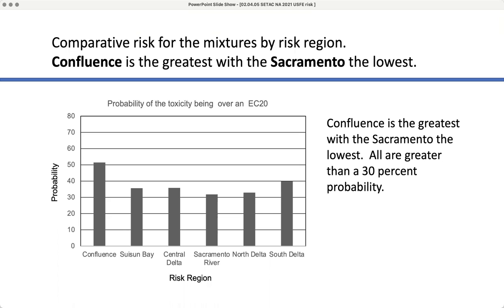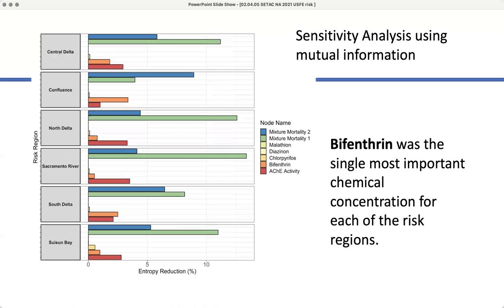What to do about that is actually not our decision. But from that, we can run other scenarios and get the dose response curves and see how that changes. Which one of the variables was the most important? Well, the green lines here are the mixture mortality for number one, mixture mortality for number two. When you look at the chemicals themselves, the malathion, diazinon, Chlorpyrifos, it's the orange, Bifenthrin. That is the chemical that is most important in predicting what the risk is.